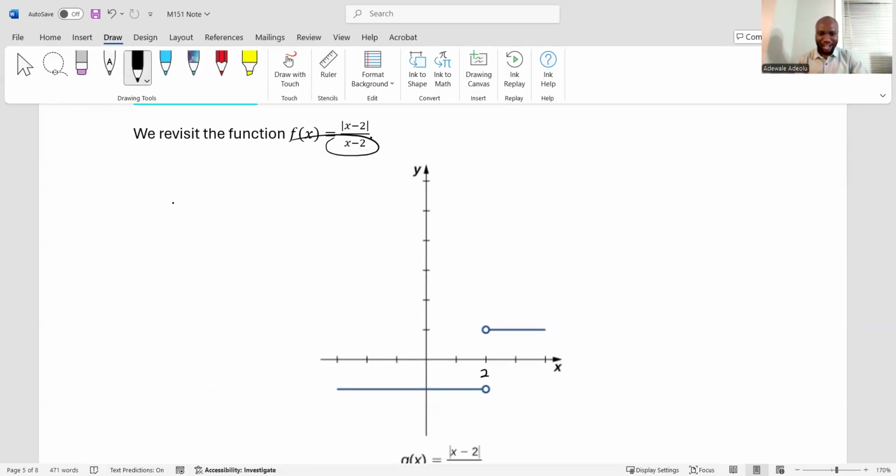Now, it is interesting to note that as x tries to get closer and closer to 2 from this side, the y value is -1. It doesn't even change. It's constant, -1. And then as x tries to get to 2 from the positive side, we see that the y value is trying to get to 1, or it stays at 1.